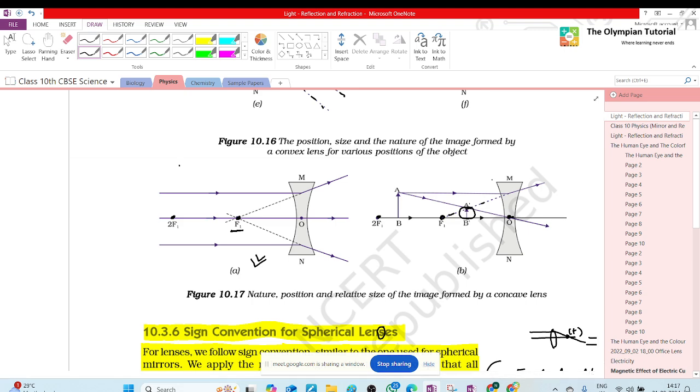Ma'am, for the first case of the concave lens, the ray is parallel to the principal axis and it should pass through the focus, right? Here it is appearing to pass through the focus. Why is it not possible for it to pass through f2 on the other side? Because it is a diverging lens, it diverges the rays. A convex lens should converge, but this is diverging, it spreads the rays. That's why they are not meeting at a point.